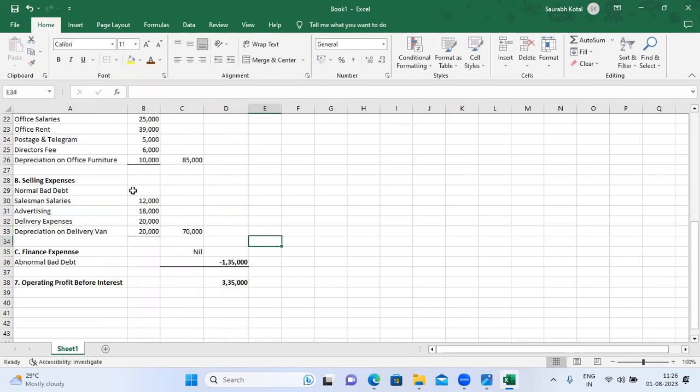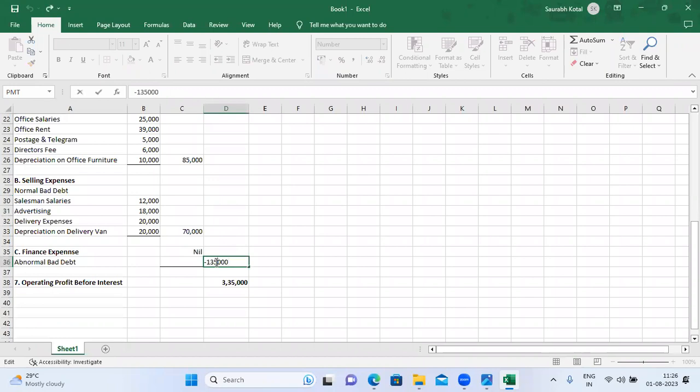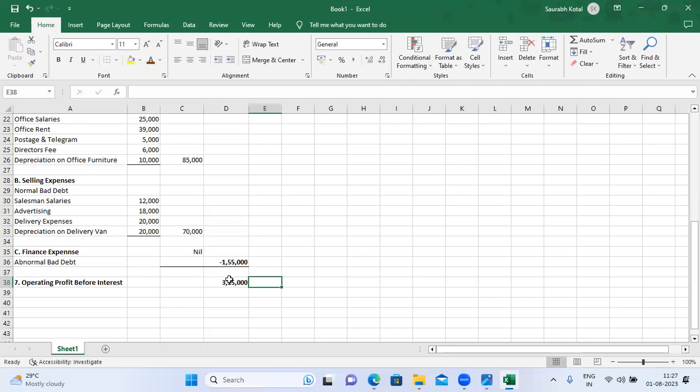If you miss out one single entry, you will miss out the actual amount and it will lead to miscalculations. So it will become 1,55,000, the total of operating expenses. And this will make my operating income as 3,15,000. Now there is no change. This is the actual profit, operating profit before interest. If you have any questions so far, please stop me now, then and there.